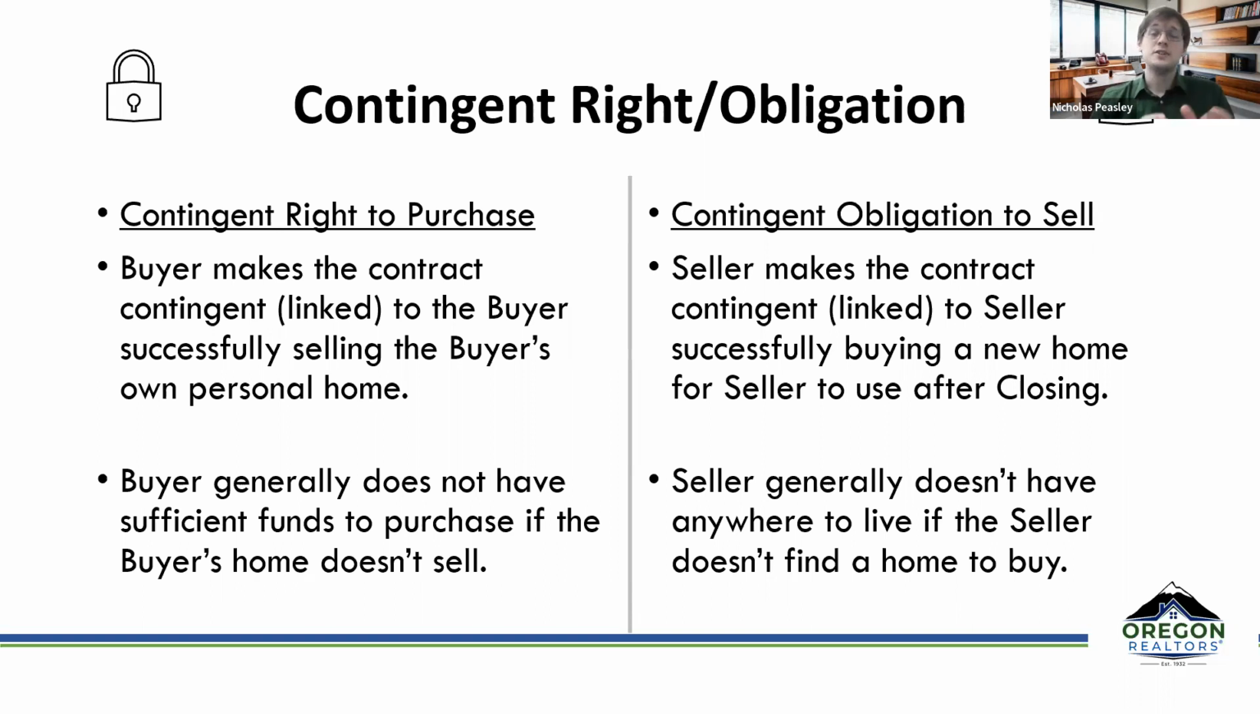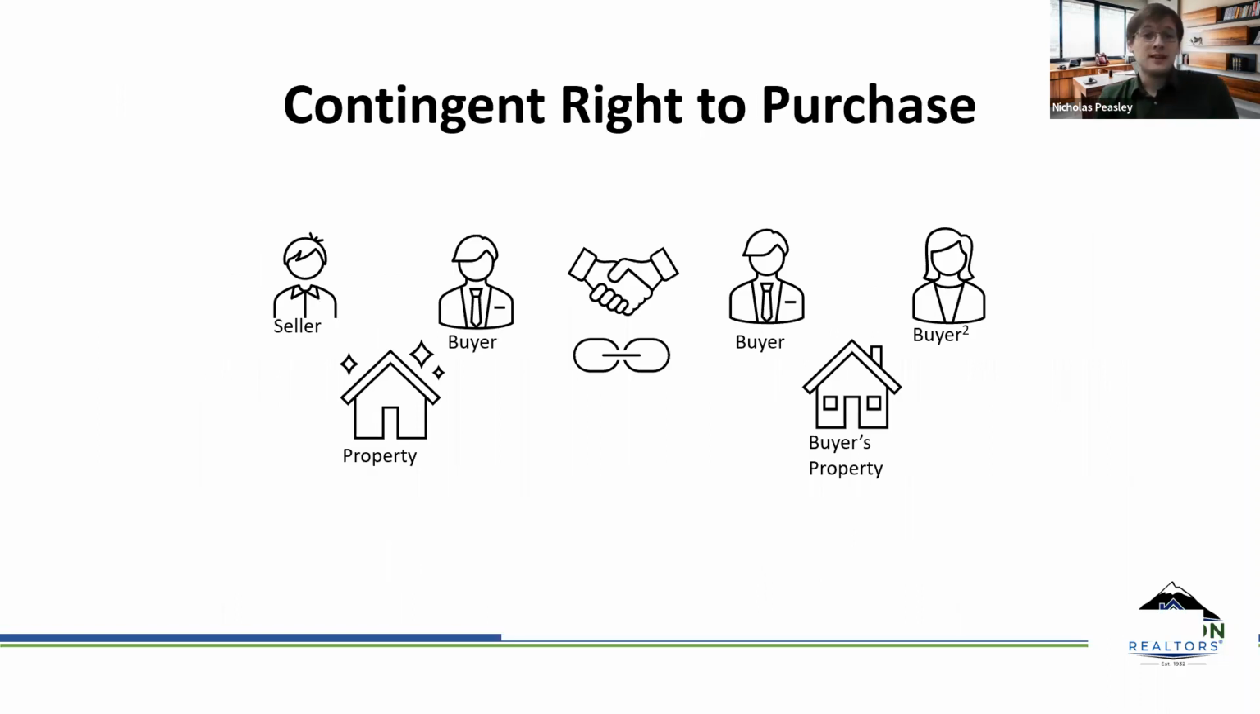But just know, contingent right to purchase, buyer generally doesn't have enough money to purchase the property unless they sell their own house. Contingent obligation to sell, seller doesn't have a place to live until they buy a new house. We're going to start with talking about the contingent right to purchase. You'll see these little clip art things. In a handful of cases, it's remarkably difficult to illustrate an abstract concept with clip art, so I'll talk about what they mean.